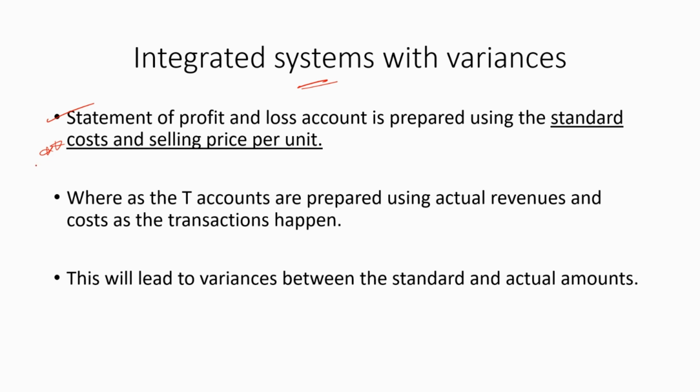At the end of the year, actual amounts and the budgeted amounts will be compared and the variances will be calculated. Then using these variances, the budgeted amounts or the standard amounts will be adjusted so that the actual profit can be calculated. Whereas the T accounts are prepared using actual revenues and costs as the transactions happen. This will lead to variances between the standard and actual amounts. We discussed how to calculate the variances in greater detail in early videos.